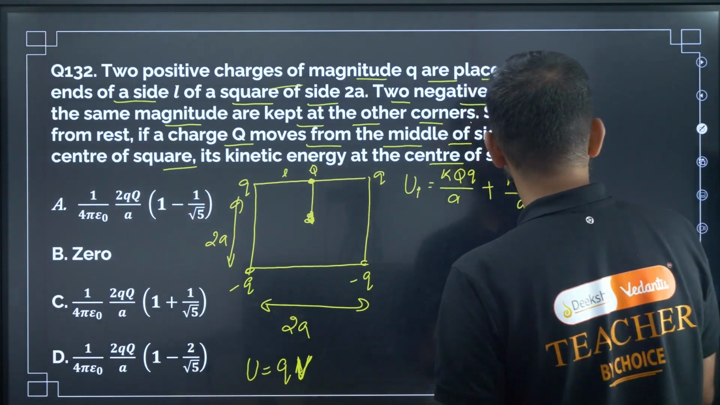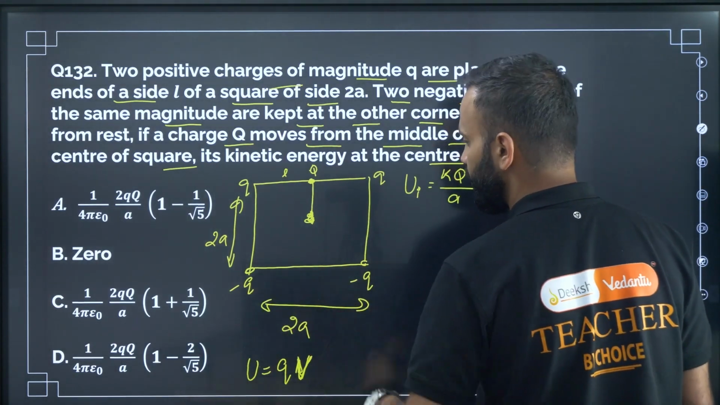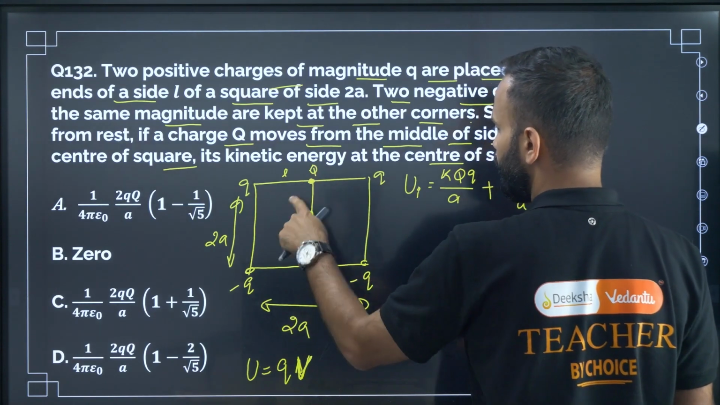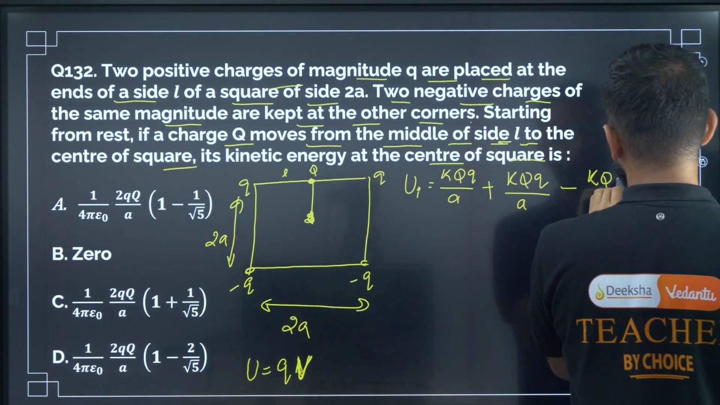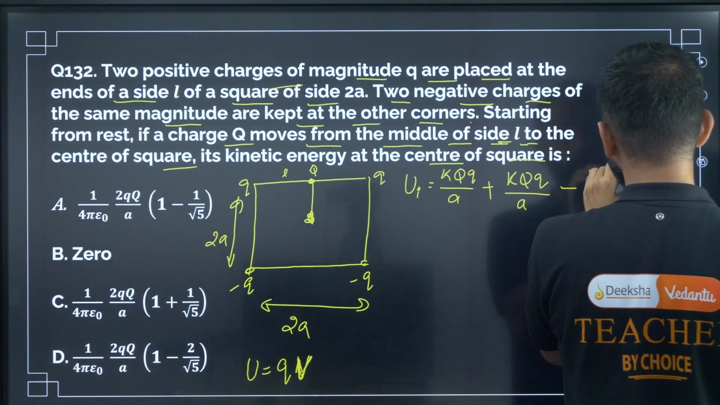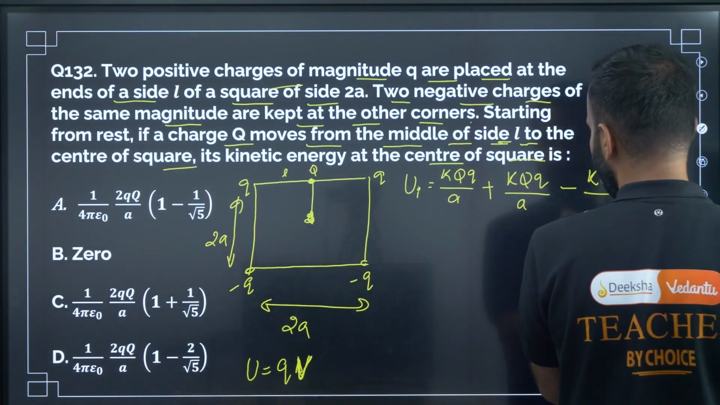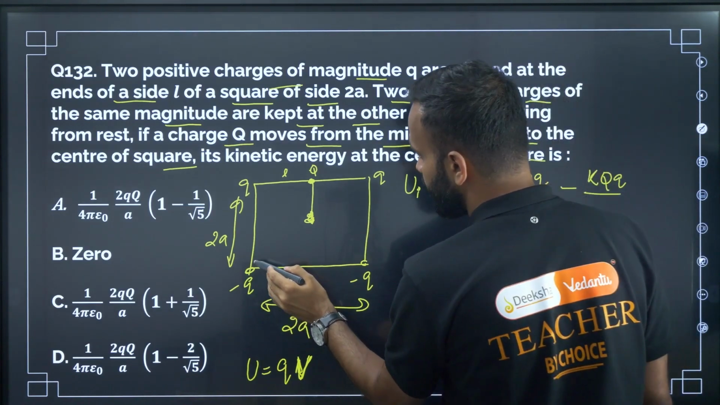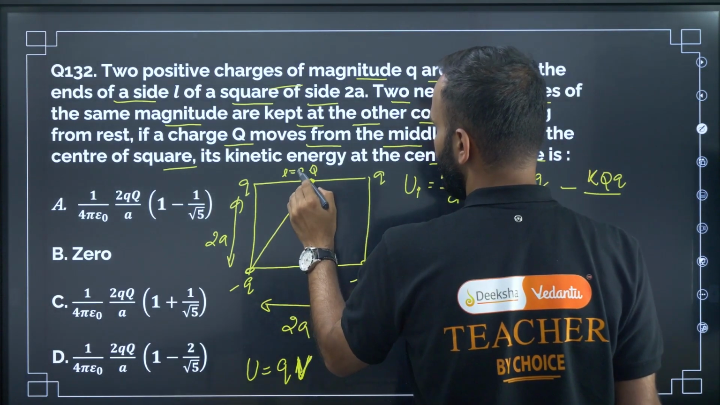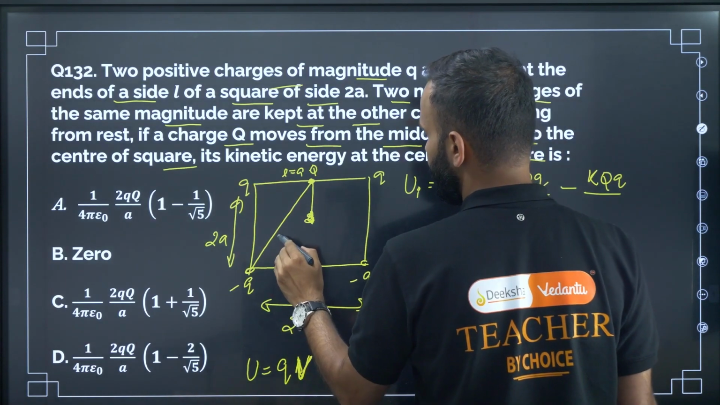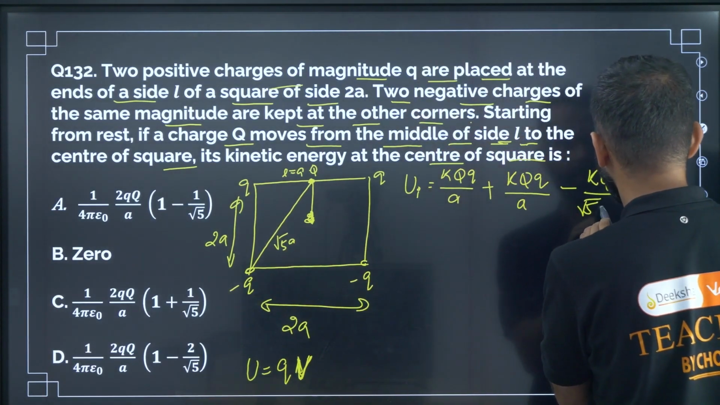Minus, okay, actually it is plus. I am writing minus because we have a negative charge, right? Potential energy of q due to minus Q will be k into q into minus Q. So plus into minus is minus, right? kQq divided by, what is the distance between the minus Q charge and the plus q charge? Here this is equal to a, this is 2a. Apply Pythagoras theorem, you will get root 5 a, right? So this will be root 5 a.